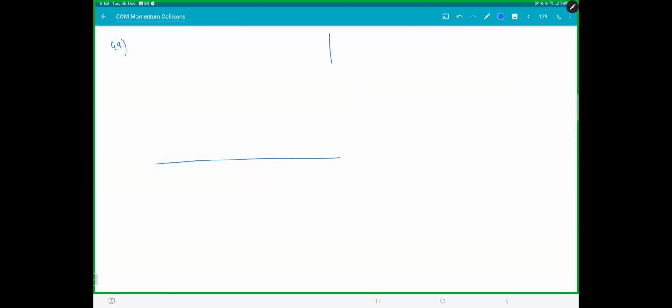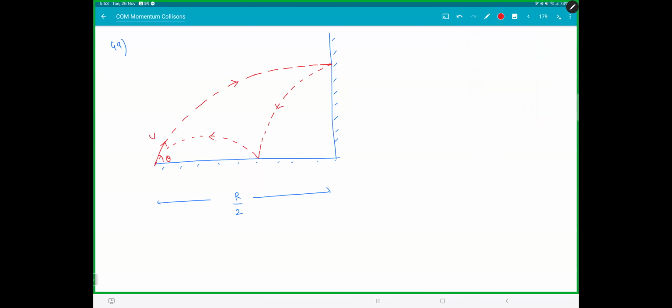Let's see something better. Similar one. We have a wall here. We have the floor here. Let's say this distance is r by 2, meaning half of the range. So a ball is projected with u and theta. This ball goes here, hits the wall at the highest point, and then bounces here, falls on the ground, and then bounces again and comes back to the point of projection. You getting how it is?